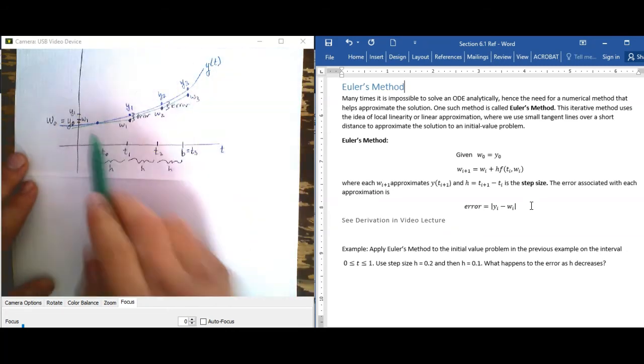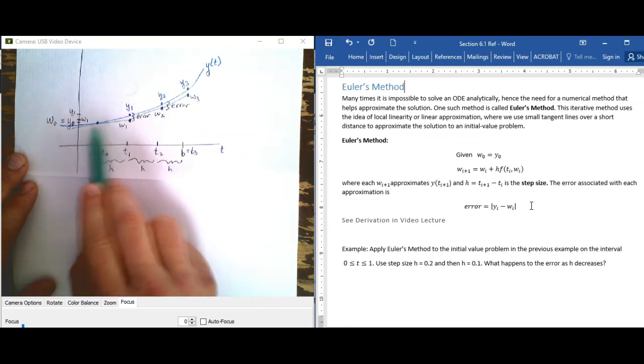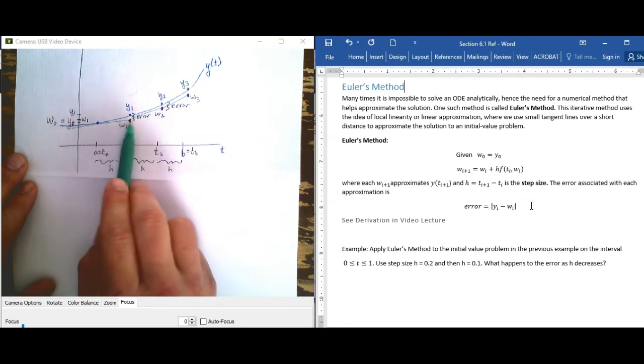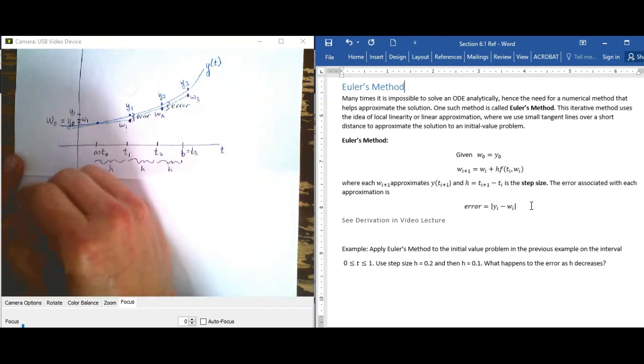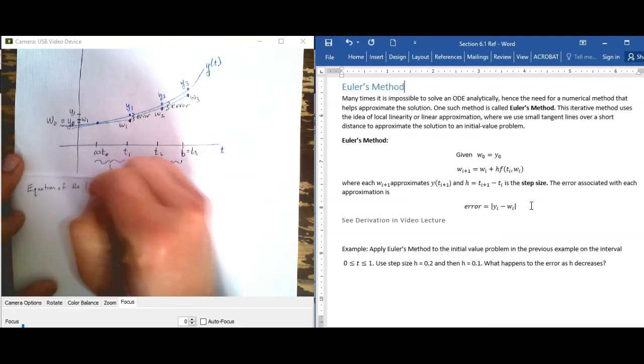So again, let's see how we get the approximation for w1. Well, we use this line. So what is the equation of this first tangent line? It's the equation of the first tangent line.